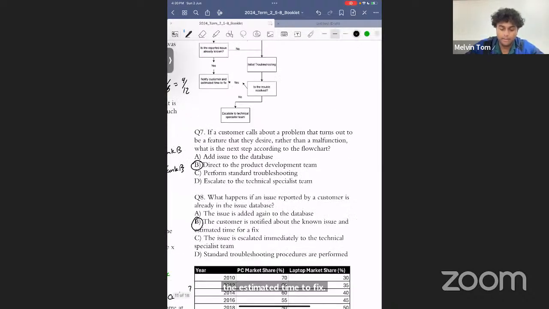So a bug is like a typo or a problem or an issue, right? A feature is something you want or made.